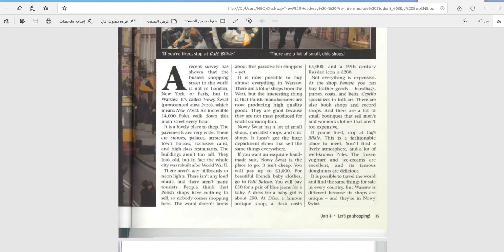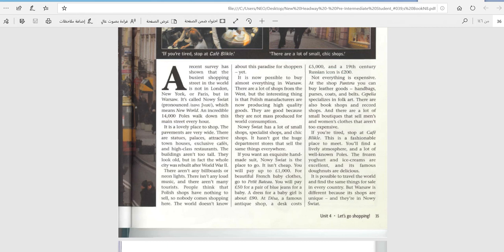People think that Polish shops have nothing to sell. So nobody comes shopping here. The world doesn't know about this paradise for shopping yet. Paradise means jannah. It is now possible to buy almost everything in Warsaw.